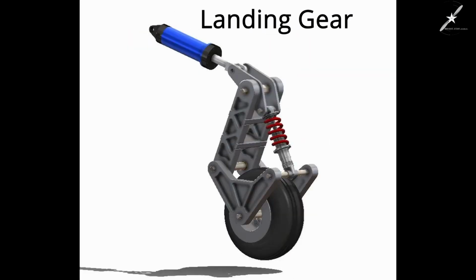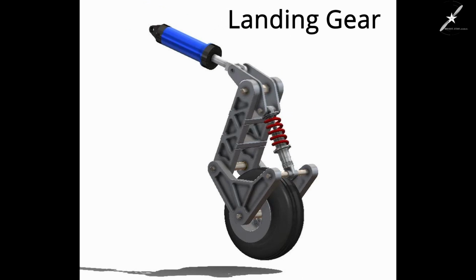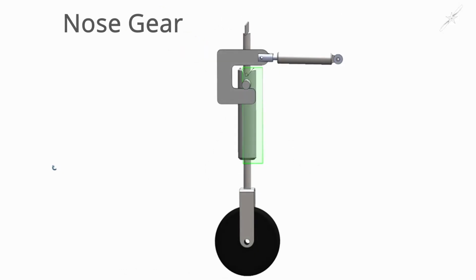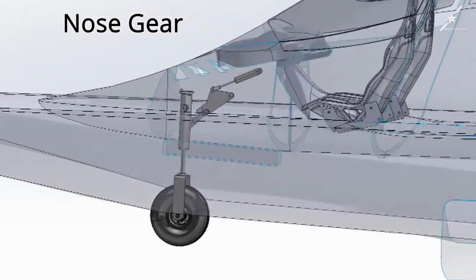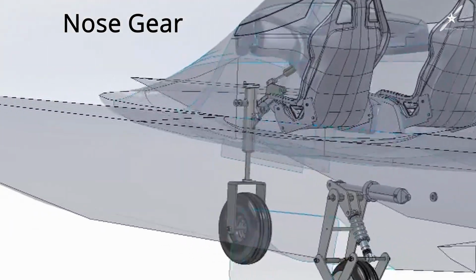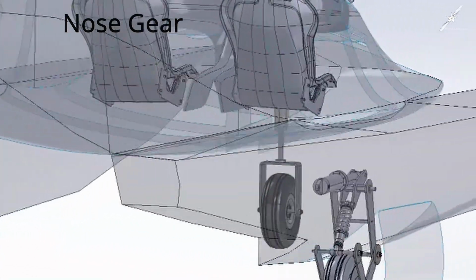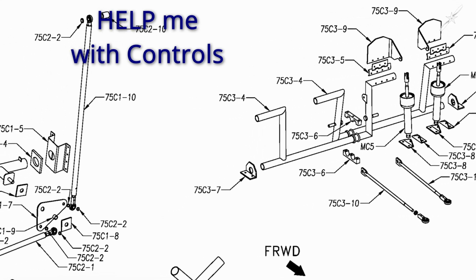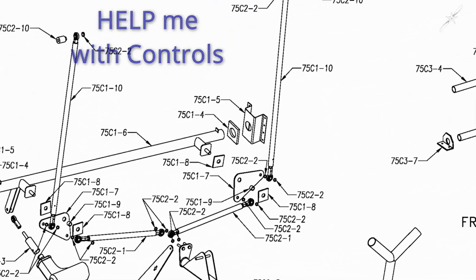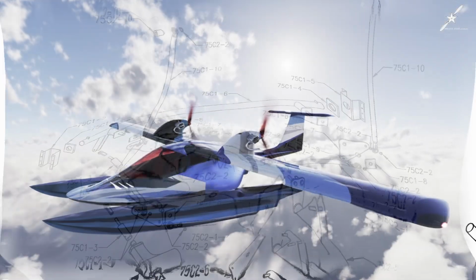Although I'm fairly happy with the main gear, which is a trailing link design, the nose gear will be changed. Mainly, I do not like how the steering linkage connects to the top of the nose wheel strut. This and the control systems are two areas I'm always open to your ideas and inputs. I want the best design possible.